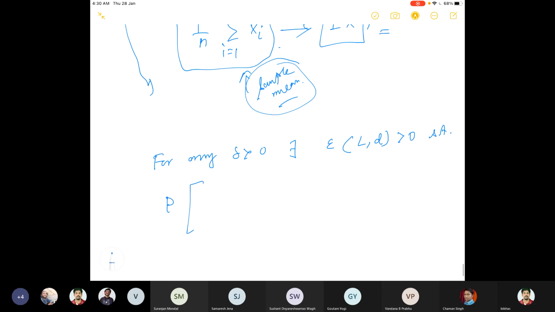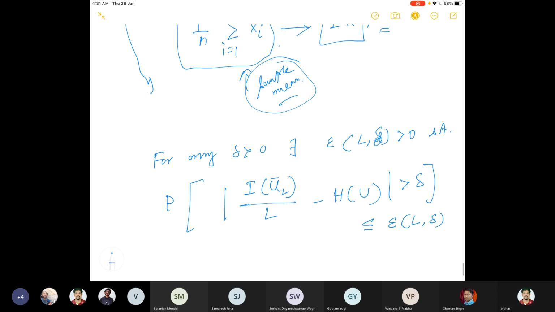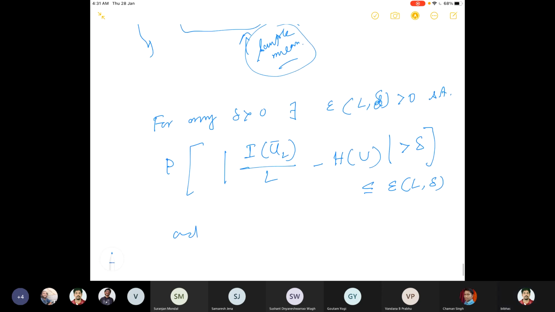the probability of the modulus of I(U^L) bar by L minus entropy of U. I'm going to first write it and then I'll tell what it is. It's less than or equal to this, and delta, it's not D, it's delta. And this goes to 0: the limit as L tends to infinity of epsilon L delta is equal to 0.